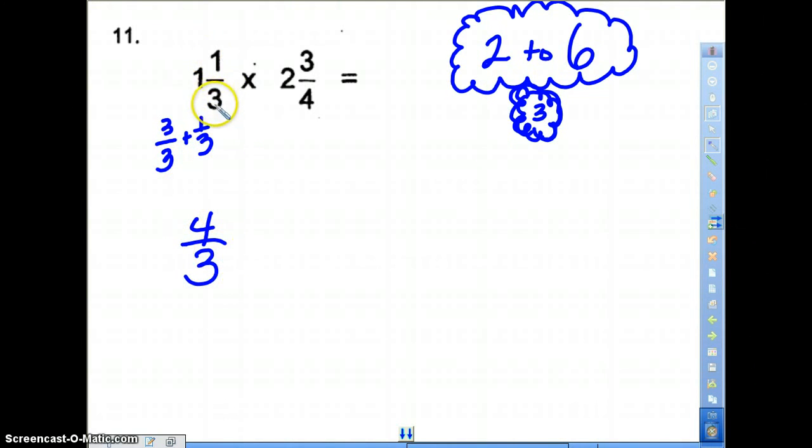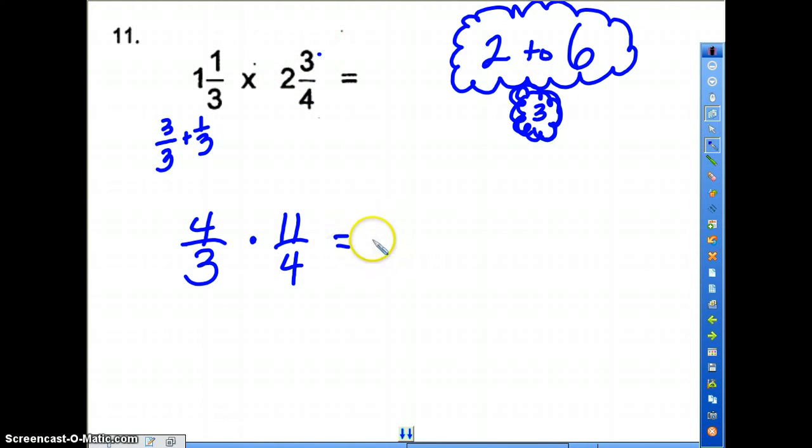The trick, or the shortcut, is to take 3 times 1 and then add this 1 to it. Okay? 2 and 3/4. Well, 2 is the same as how many fourths? Yeah, 2 is the same as 8/4. Plus another 3/4 gives you 11/4. What's the shortcut in getting that? Yeah, take the 4 times the 2 and add 3 to it.